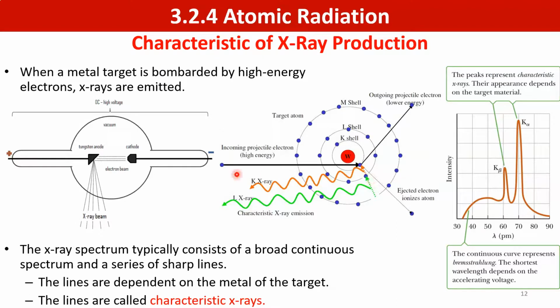Here, this is the incoming projectile electron. It will hit the electron inside the material, inside the tungsten in this case, and then X-rays will be produced. This is the characteristic X-ray emission.